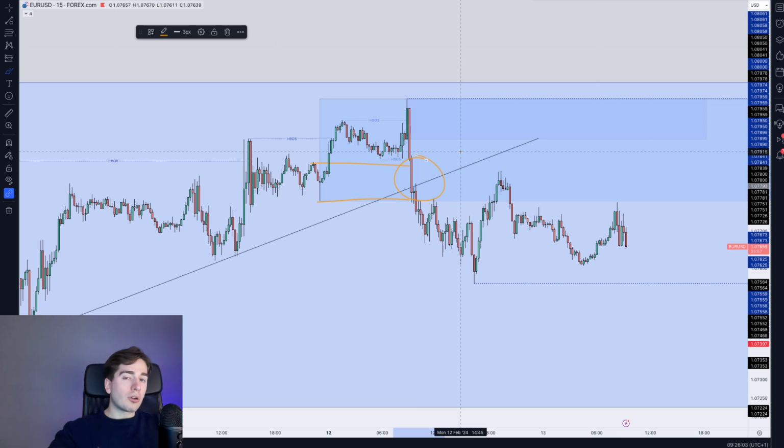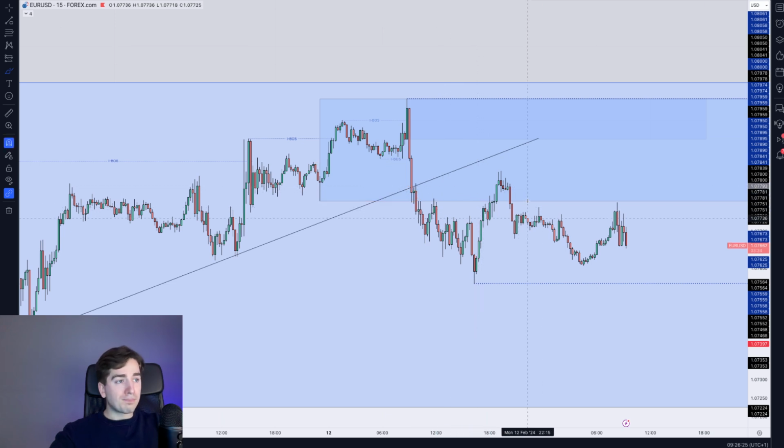So this is crucial, guys. When you have areas of supply and demand, it doesn't matter if they are supply or if they are demand. If you do not see market structure react within that area, there is no trade over there. Even if it's just a single bullish candle such as this one over here, it doesn't mean you are ready to buy. No, you need to see a shift in the overall market structure, and that is when you can then look for a potential trade.